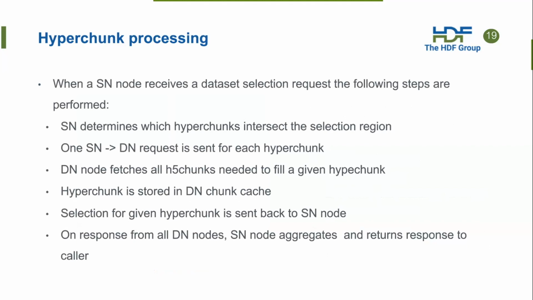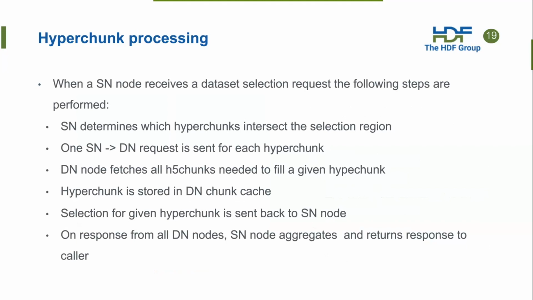So the process would be like this. Say the SN node receives a request for a dataset selection. It determines which hyperchunks intersect with the selection region. It would send a DN request for each hyperchunk. On the DN side, it would fetch all the H5 chunks to fill a given hyperchunk.